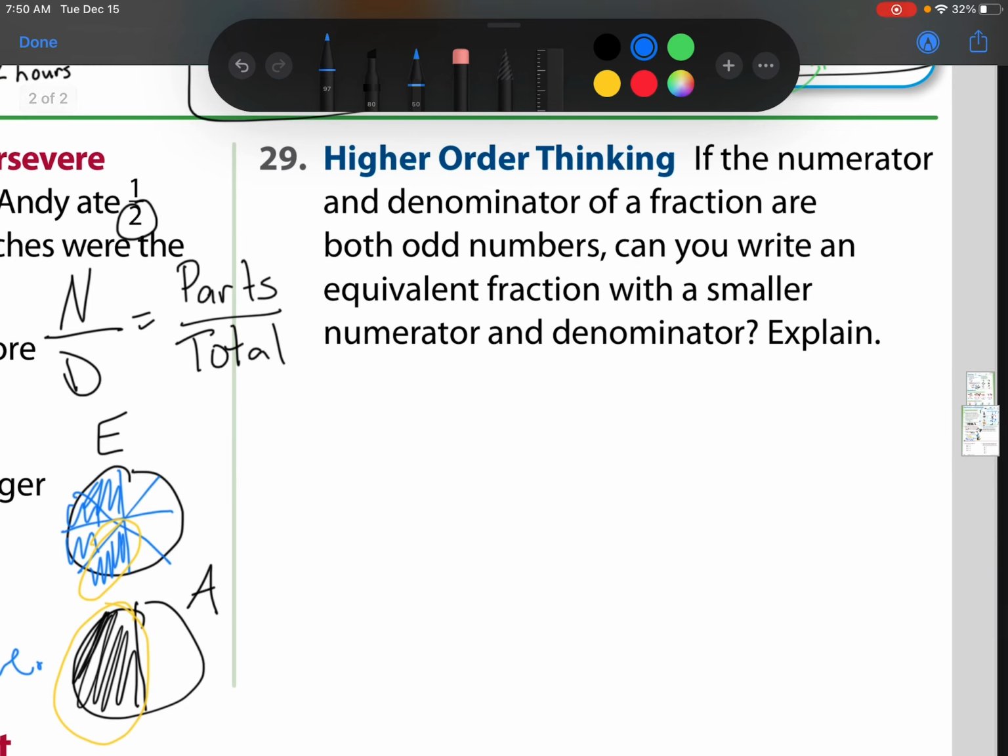Number 29. If the numerator and denominator of a fraction are both odd numbers, can you write an equivalent fraction with a smaller numerator and denominator? Explain. Well, what do we think? It's saying if we have an odd number down here and an odd number up here, can we make it an equivalent fraction that's smaller? It's asking if we have an odd number for our numerator and an odd number for the denominator, can we make a smaller number? Can we divide it by something?